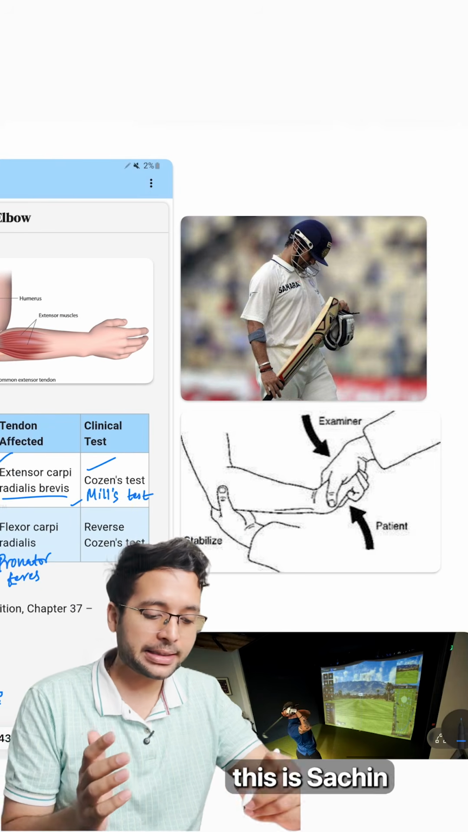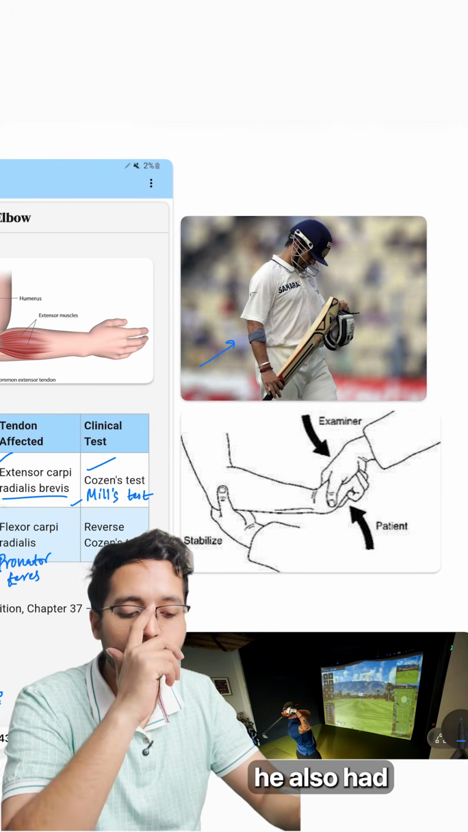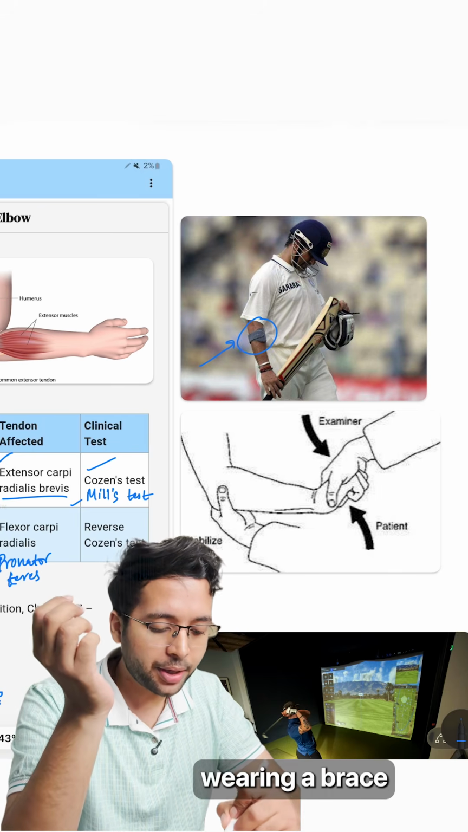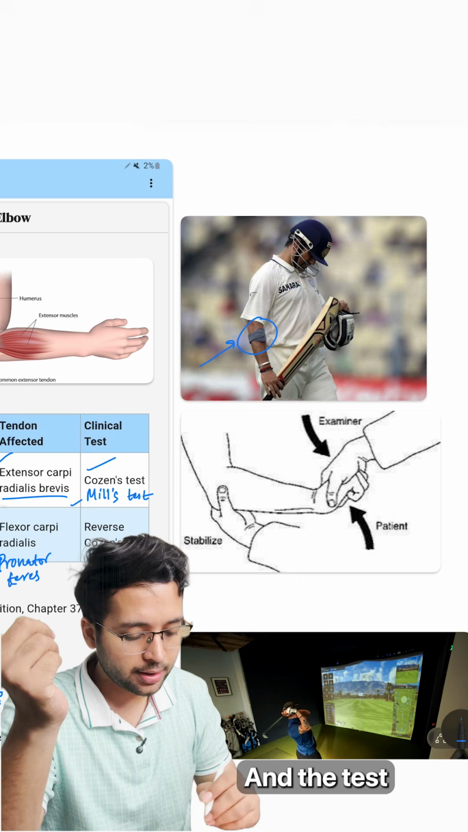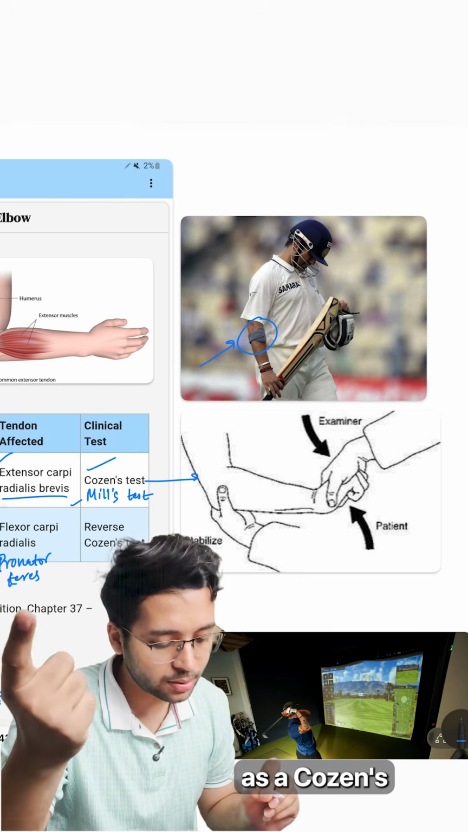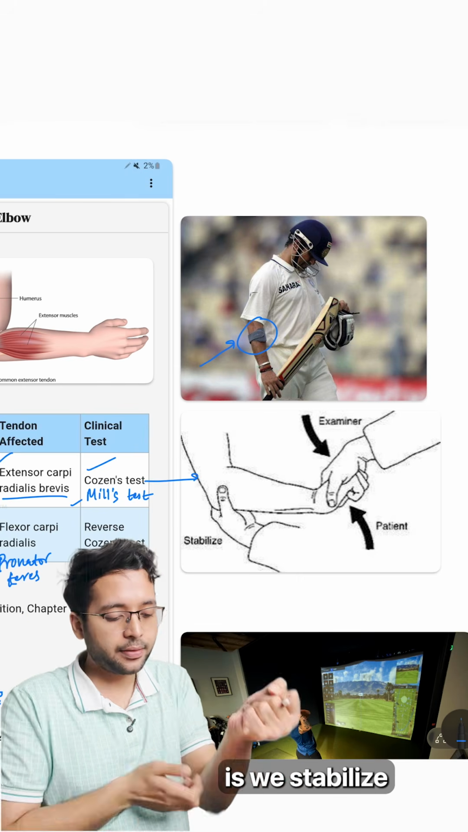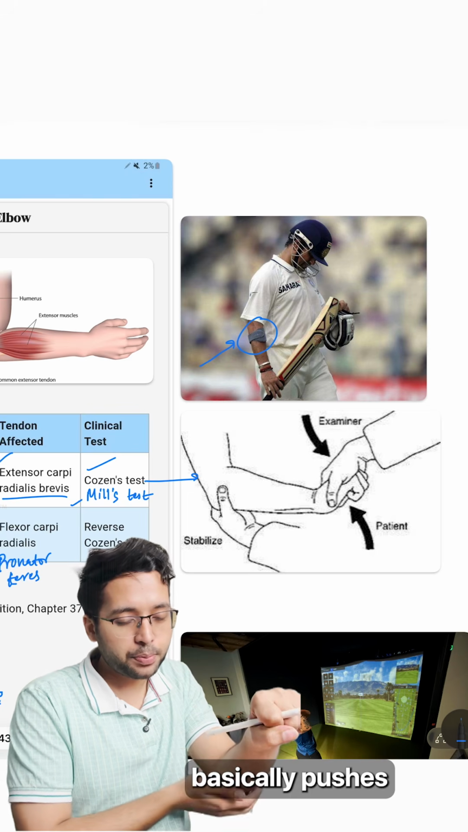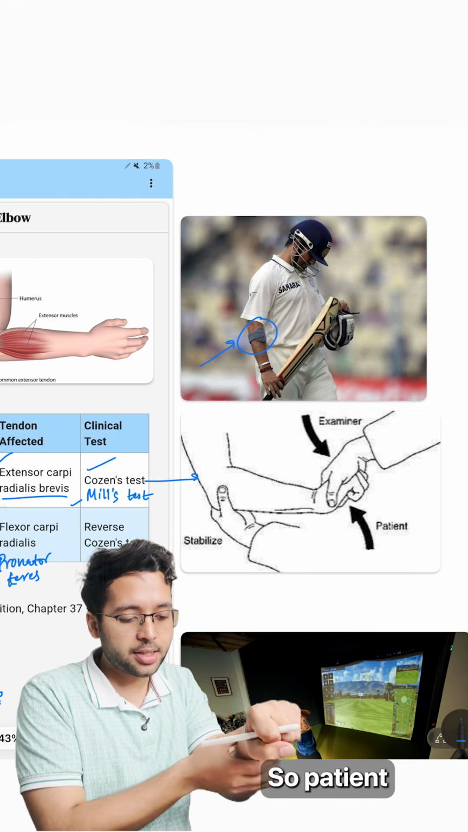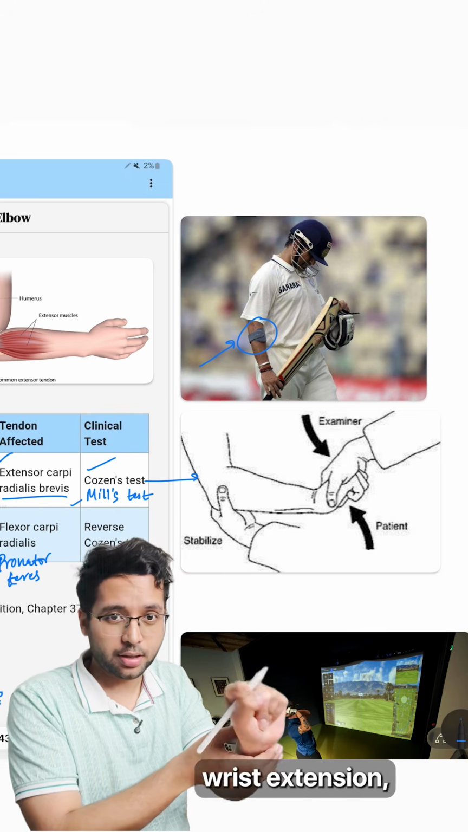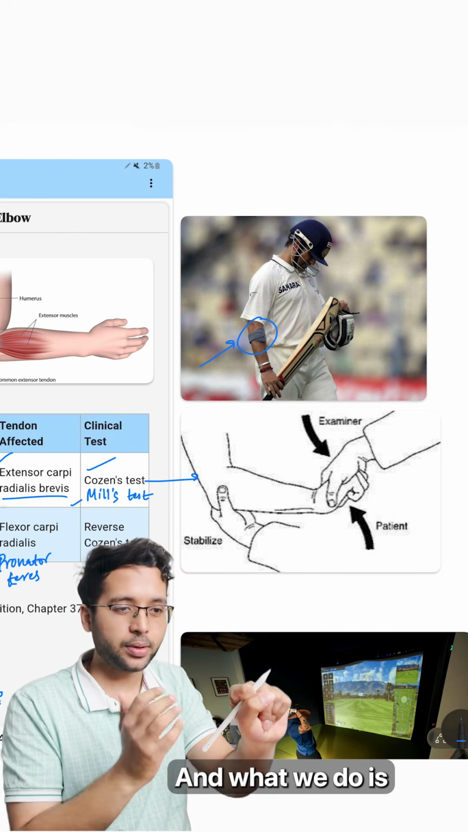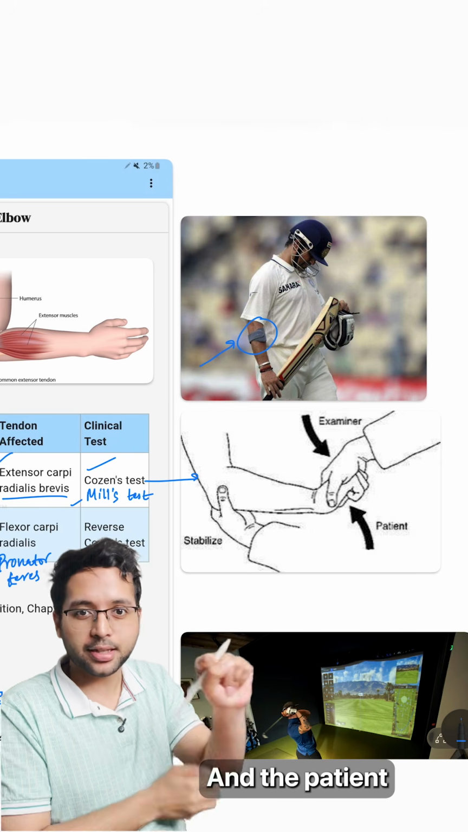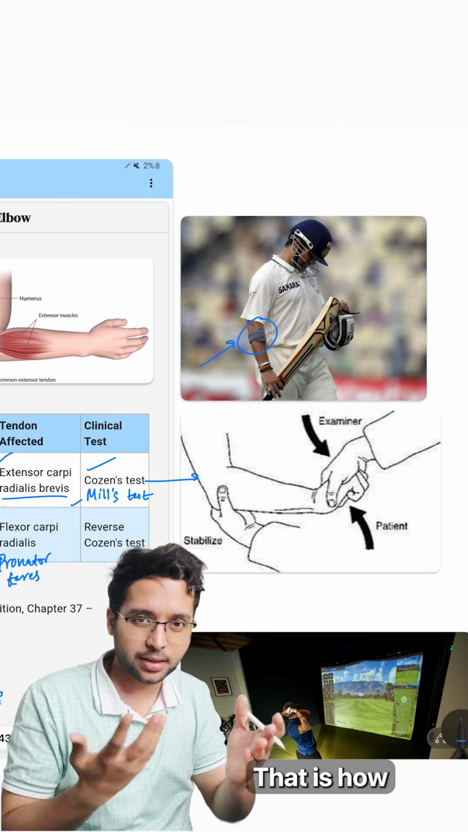Now, the way to remember this is Sachin Tendulkar. As you can see here, he also had tennis elbow, and he is wearing a brace which is called a tennis elbow brace. And the test used to identify this is called Cozen's test. Here, we stabilize the forearm, and the examiner pushes in the opposite direction of the patient. The patient has to do wrist extension, and we try to do the opposite function. This creates tension and the patient will have pain at the lateral epicondyle. That is how you do Cozen's test.